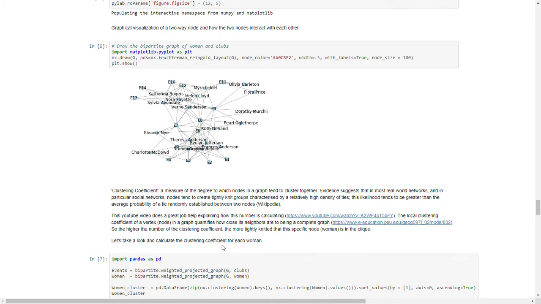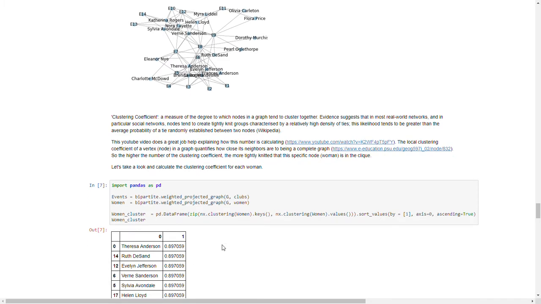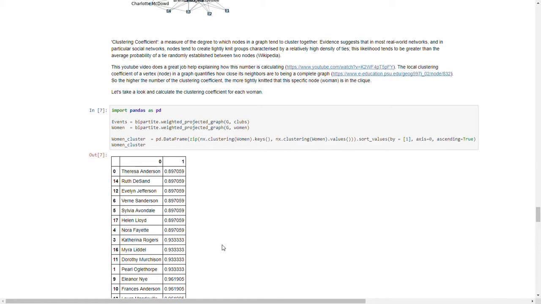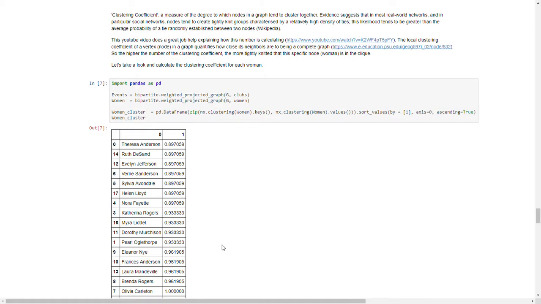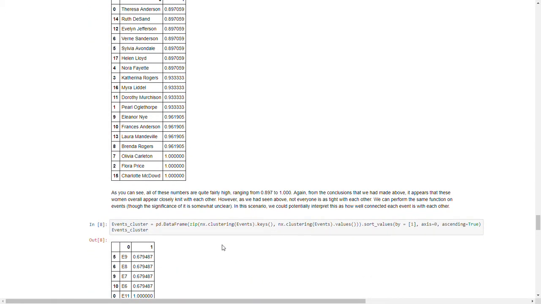So there's evidence that nodes tend to create tightly knit groups. I think we've all experienced that and seen that occur. So if we map out the women by their clustering coefficient, we can see the difference is pretty close. We're at about 0.9 to 1 for the clustering coefficient. So the women are pretty tight knit together. Like we said, it's not a very sparse network.